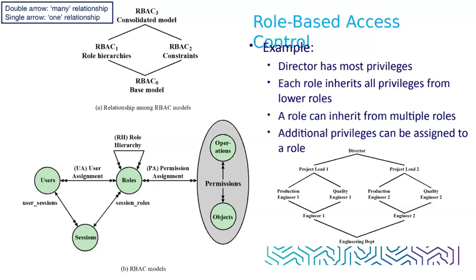So in the first one, the RBAC0, it defines the essential building blocks of RBAC. Without RBAC0, the other models cannot exist. And then RBAC1, that is the role hierarchy, that is the inheritance. So here it is going to extend the RBAC0 by adding the role hierarchies, and it is also called the role inheritance. And then RBAC2, which is handling the constraints. So here the RBAC2 extends the RBAC0 by adding the constraints, I mean restrictions, where the constraints will define the rules about how the roles may be assigned or activated.